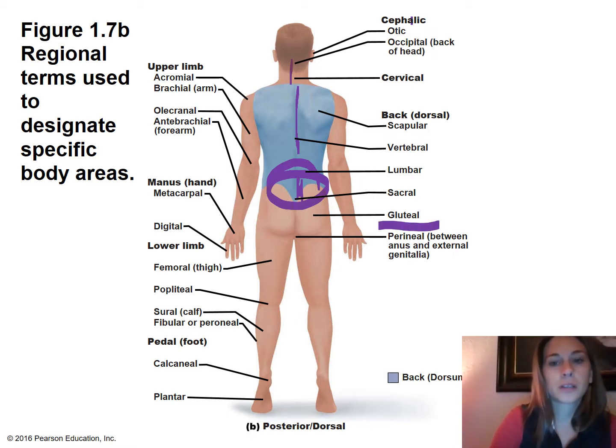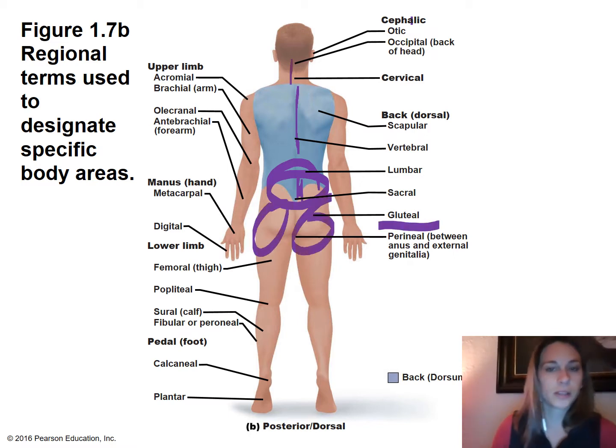The glutes refer to the butt cheeks. One of the great things about humans is we have ginormous butt cheeks, and it's probably because of all the things that we evolved to do. One of the most interesting ones is we're supposed to be long distance runners, not sprinters, but like marathoners, like joggers.